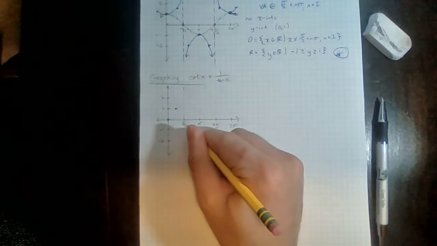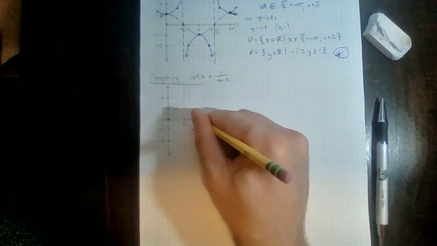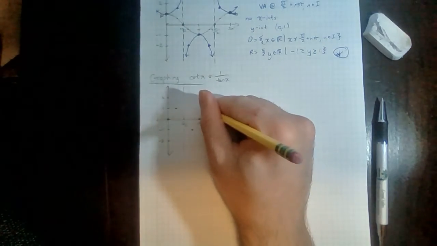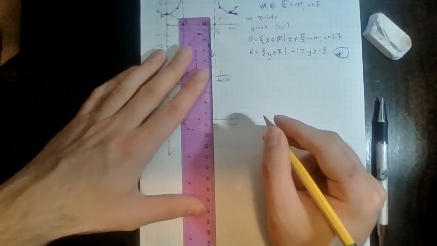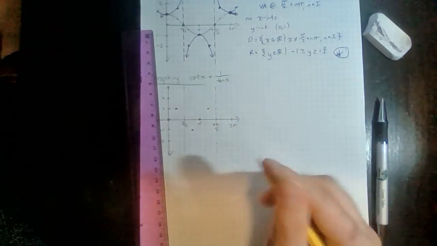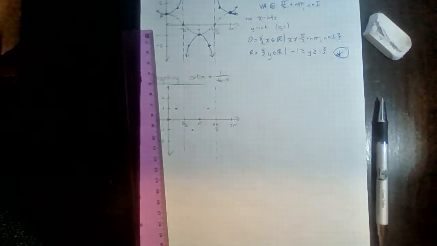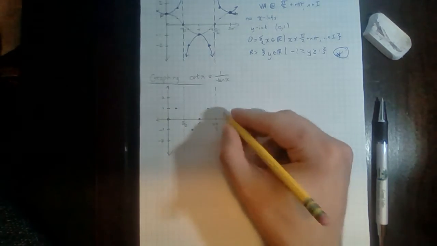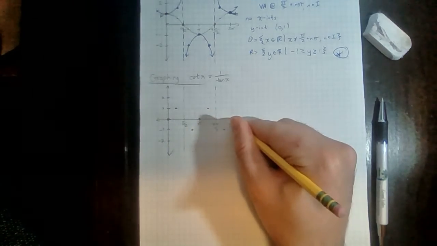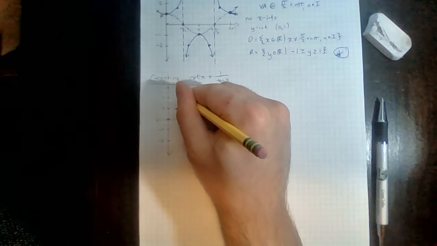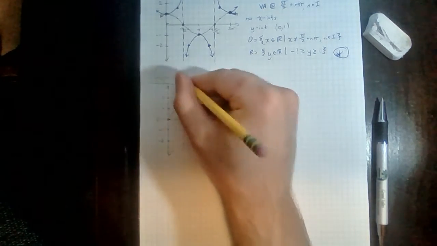Three pi over 4 is -1. Tan of pi is 0. Tan of 5 pi over 4 is 1. And we get another vertical asymptote at 3 pi over 2. And then 7 pi over 4 is -1. And tan of 2 pi is 0. So our tan function looks like this.